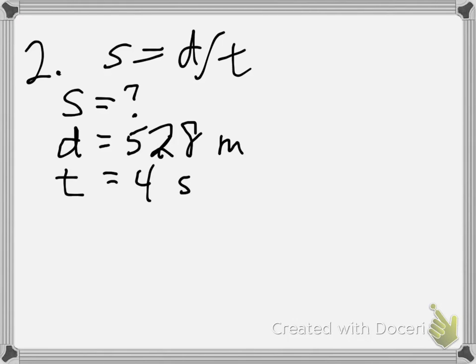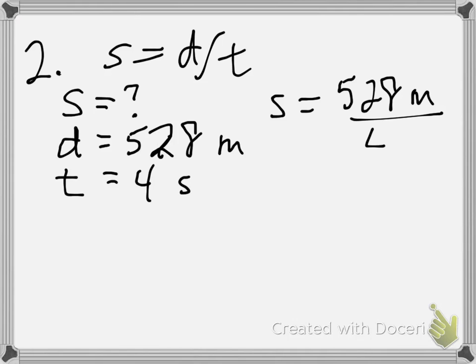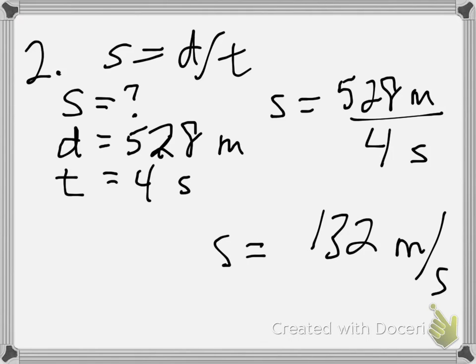Now, to write those into the equation, S, because we don't know what that is, equals 528 meters divided by 4 seconds. So that's us plugging the numbers into the equation. And once again, I'm just going to solve this with the calculator. 528 divided by 4. So S equals 132 meters per second. Okay, so that is 2.